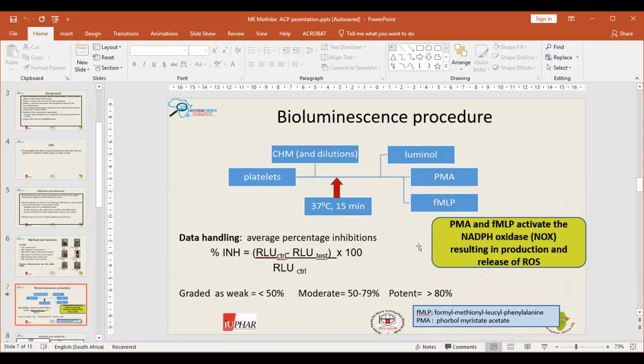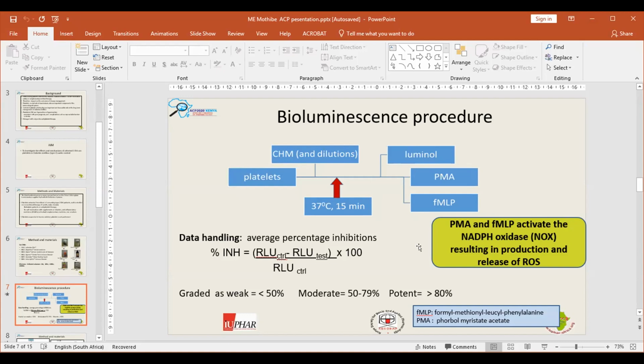In brief, for the luminescence procedure, platelets were incubated with the herbal mixtures at 37 degrees for 15 minutes. At the end of the incubation, the platelets were activated with one of 2 agonists, either PMA or FMLP in short. Their luminescence activity was measured in a luminometer. The luminescence readings were then used to calculate the percentage inhibitions using the formula displayed here, which takes into consideration the luminescence activity of the control standard as well as those of the test samples. We then graded the percentage inhibitions as weak, moderate, and potent if they were above 80%.